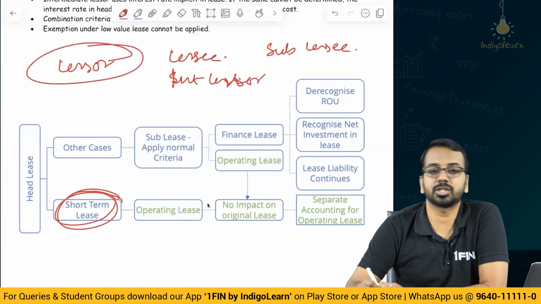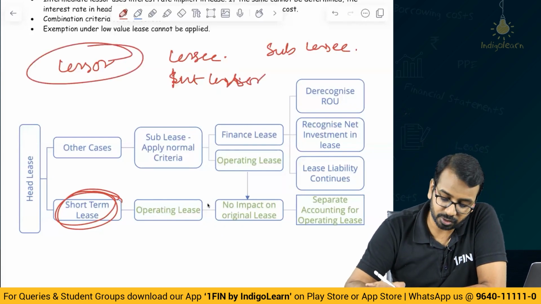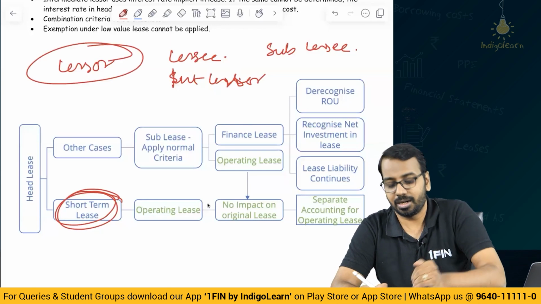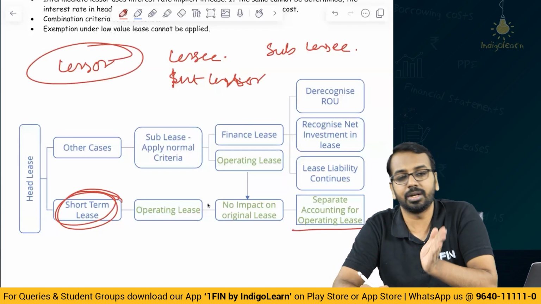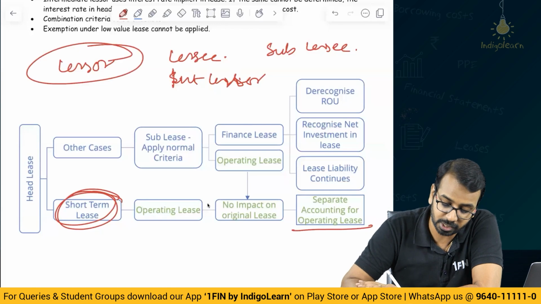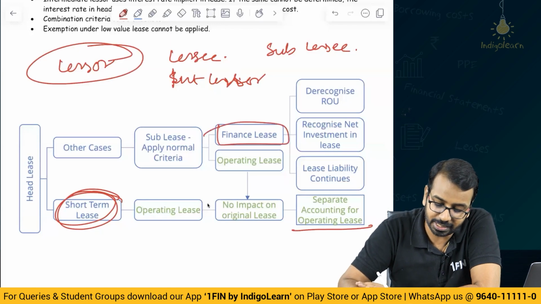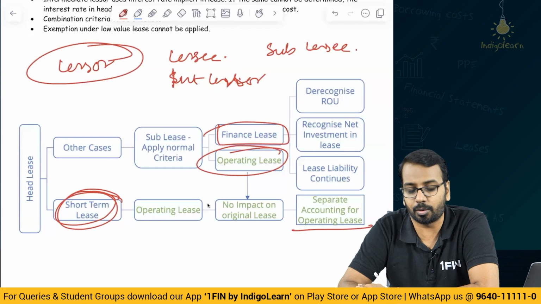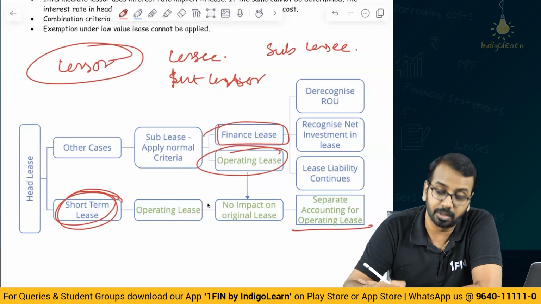If the head lease is a short term lease, then the subsequent sublease will be an operating lease and you will account for it as an operating lease. If the head lease is in any other case, you have to see whether the sublease is a finance lease or an operating lease, depending on the criteria.